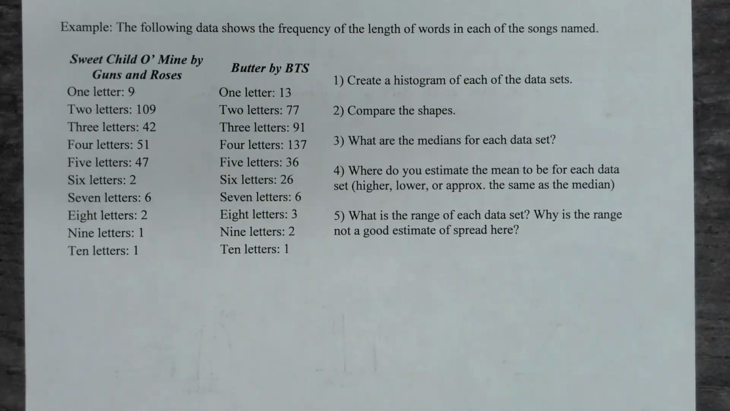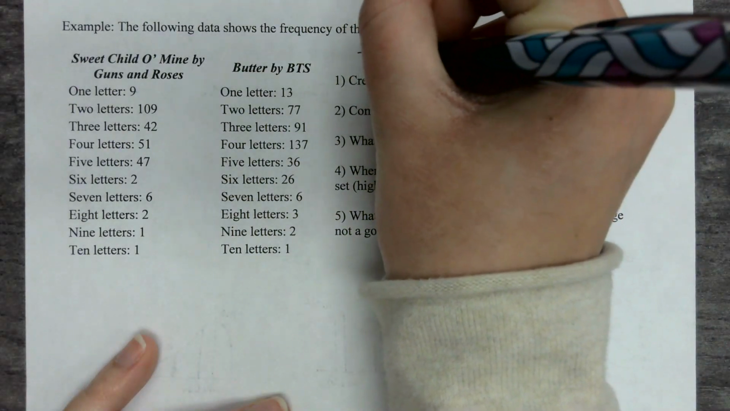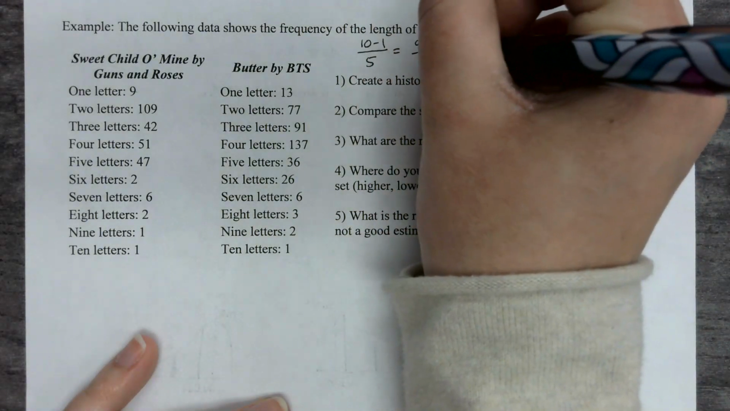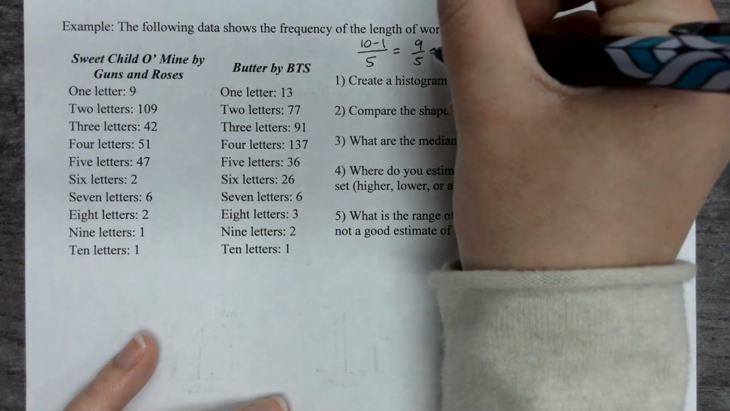Creating histograms, remember, make sure that our boxes, or our bars, touch, and make sure that we have even increments and even intervals and even bins throughout. So we have to figure out our bin value. If I take 10 minus 1 and divide it by 5, I'm going to take 9 divided by 5, I get 1.8. So we'll take roughly 2.